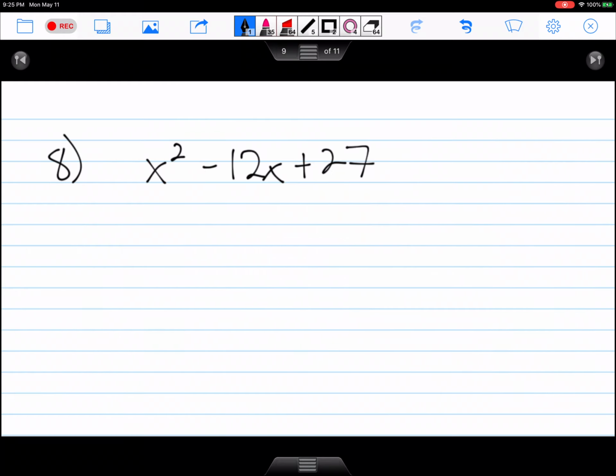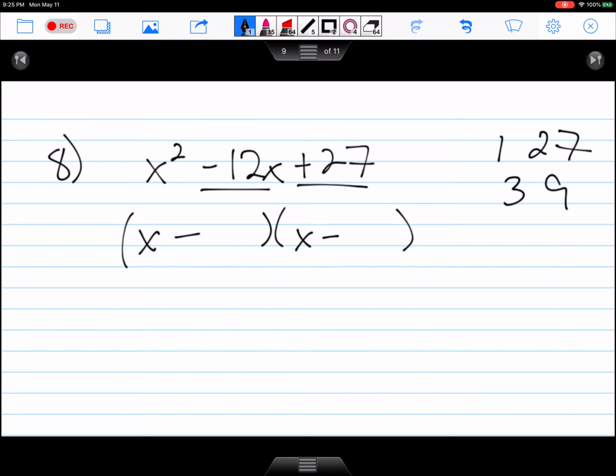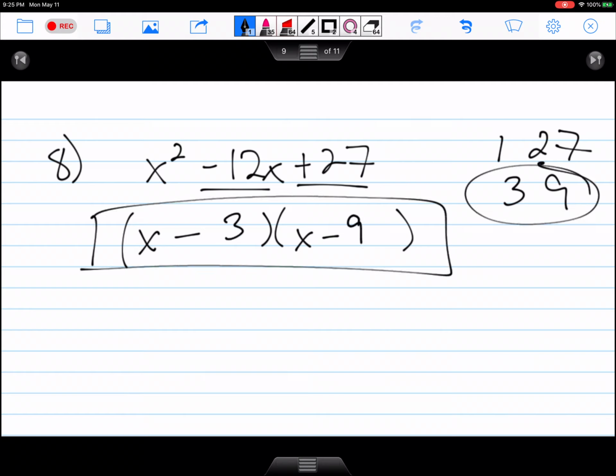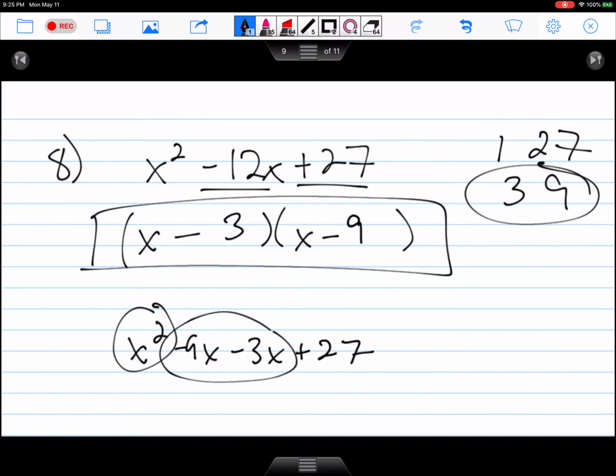All right, 3 more. Multiplies to be positive, adds to be negative. That gives me a minus binomial again. Let's go. Factors of 27 are 1 and 27, 3 and 9. Adds to be 12 right there. So my binomial needs to be x minus 3 times x minus 9. To check it, x squared minus 9x minus 3x plus 27. x squared, -12x, 27. Our terms all check out.